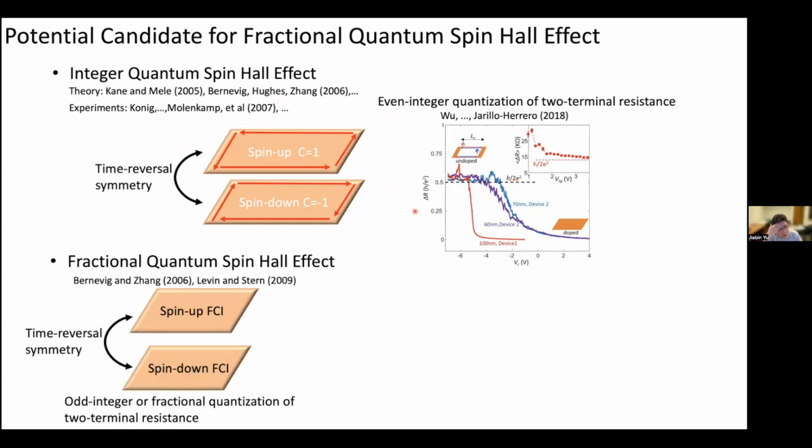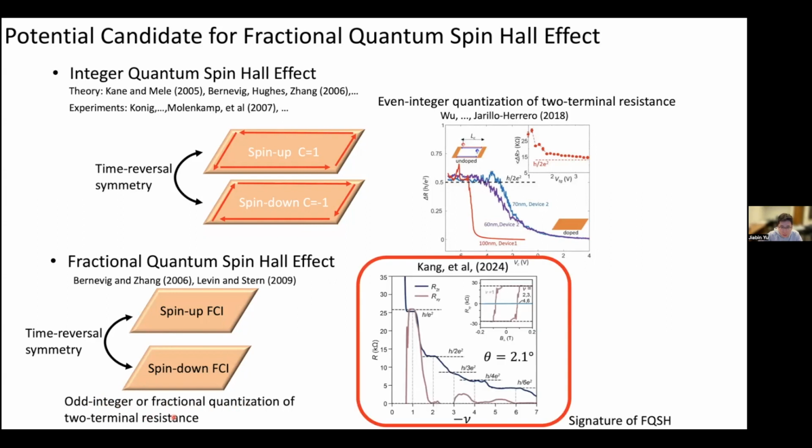The fractional quantum spin Hall effect, in its simplest version, consists of a time reversal pair of two FCIs with opposite spins. Its experimental evidence will be odd integer or fractional value quantization of two-terminal resistance, one experimental signature of this phase. And recently, Xiaodong Xu's group and Jie Shan's group found signatures of the fractional quantum spin Hall effect at nu equals -3 for a small angle sample of twisted bilayer MoTe2, which is 2.1 degrees.